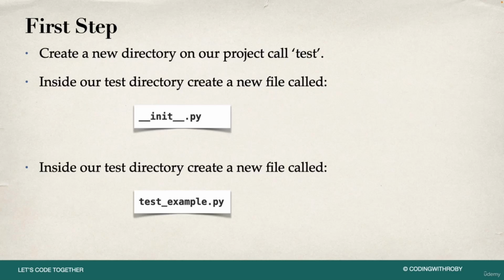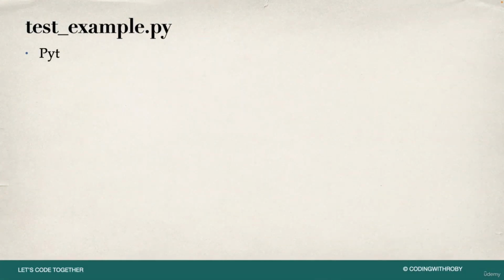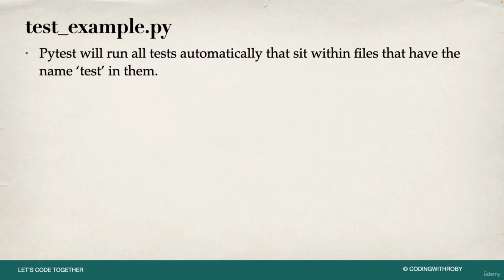Now, inside test_example.py is where we're going to write examples for our PyTest assertions. So inside our test_example.py, PyTest will run all tests automatically that sit within files that have the name test in them and have test in the function. So we're going to name our file test_example inside our test directory, because when we run PyTest, it'll find that test directory, and then each file that has test, it'll run that file, and then each function that also has test, it'll then run those functions to be able to test our test files.